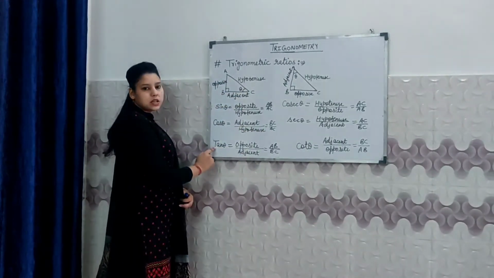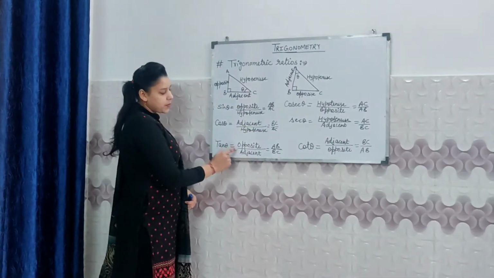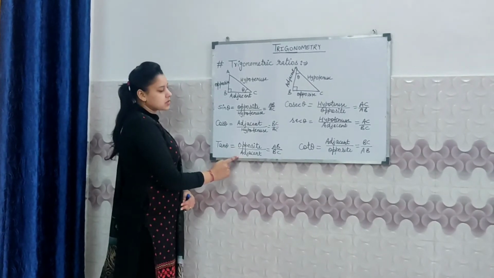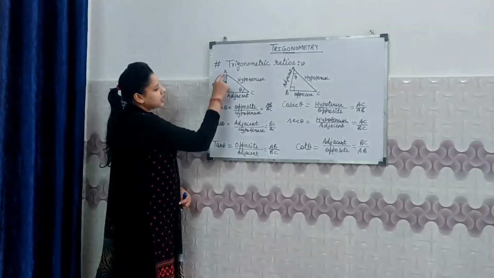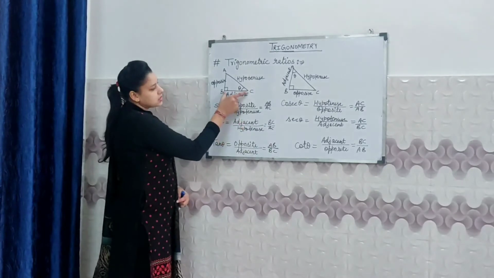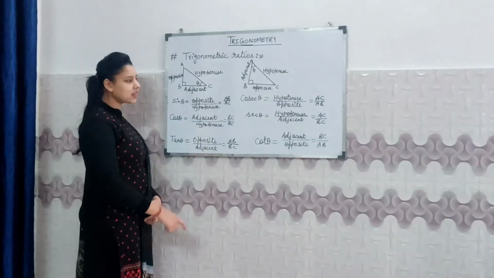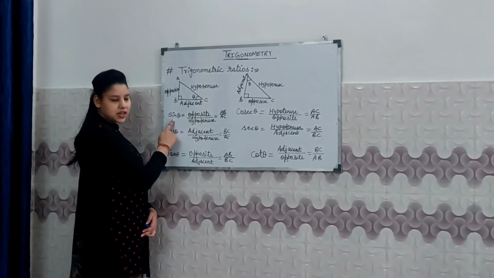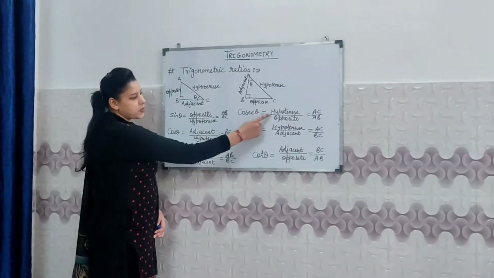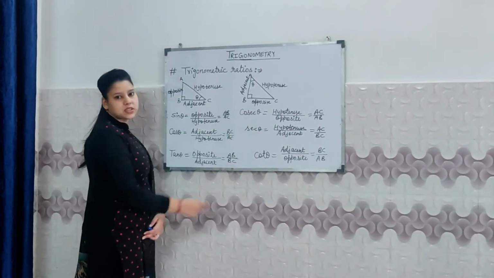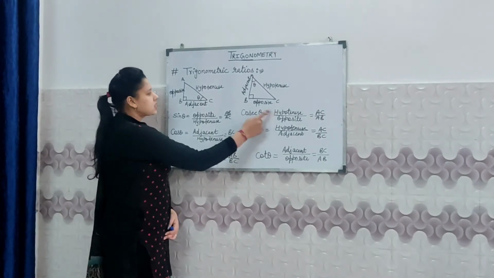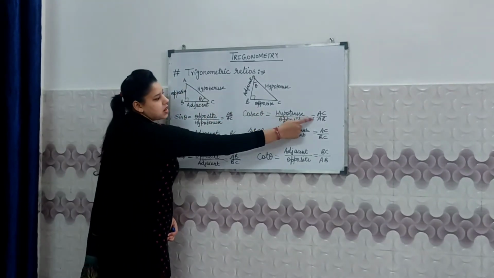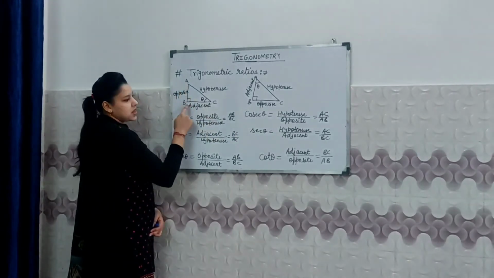Tan theta is nothing but the ratio of opposite and adjacent sides. That is, opposite side is AB and adjacent side is BC. Now cosec theta is the reciprocal of sine theta, that is hypotenuse upon opposite side. Hypotenuse is AC and opposite side is AB.